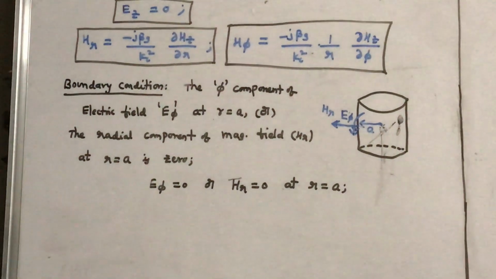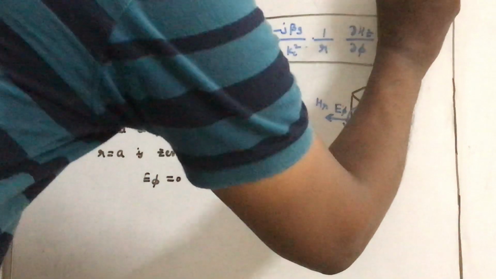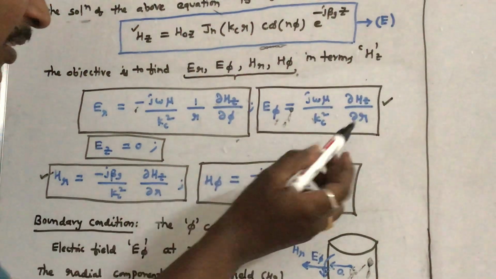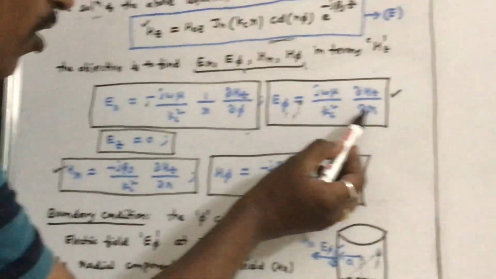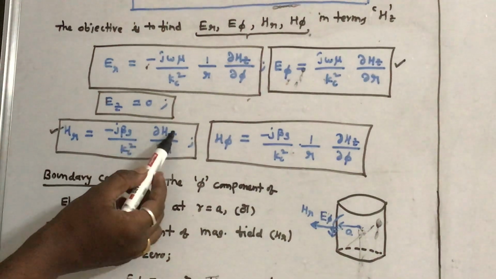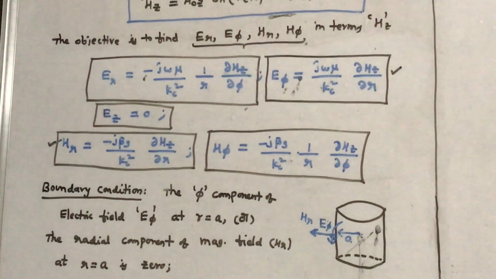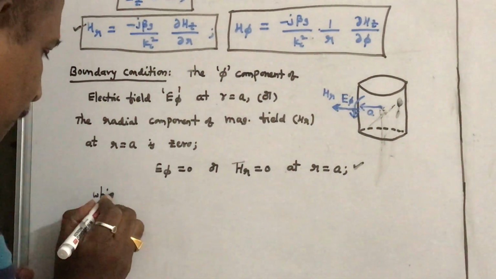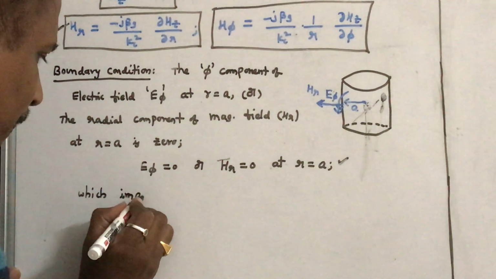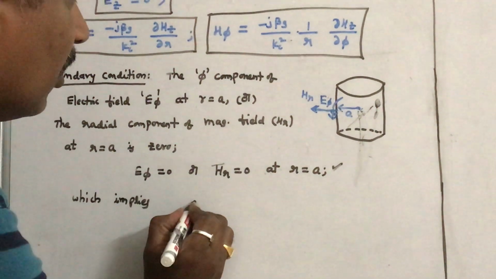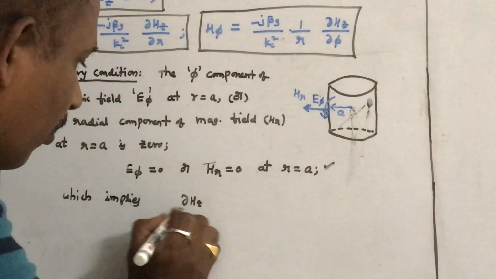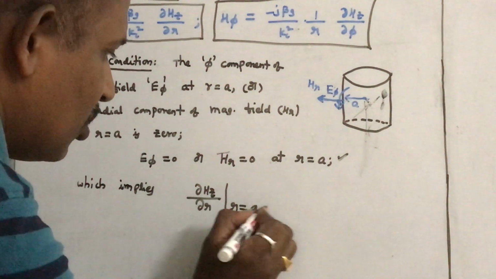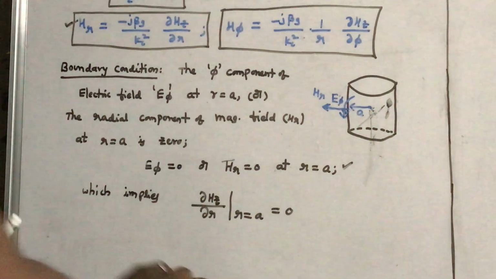In this expression you can see that E phi equal to 0 will make dou Hz by dou R equal to 0, and HR equal to 0 also makes dou Hz by dou R equal to 0. So this boundary condition implies dou Hz by dou R at R is equal to A is equal to 0.